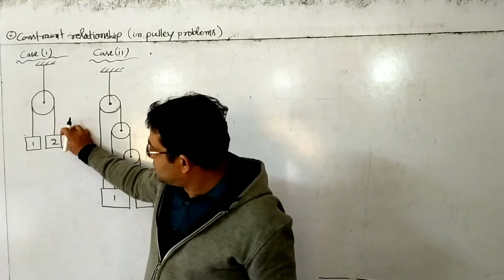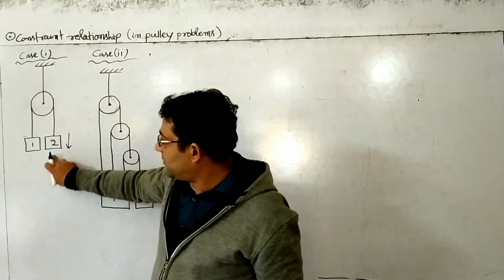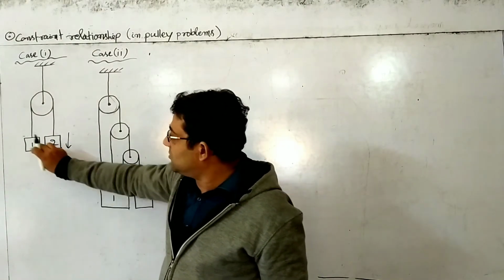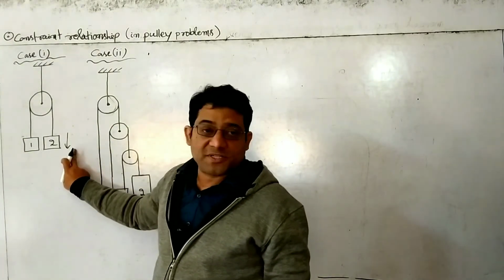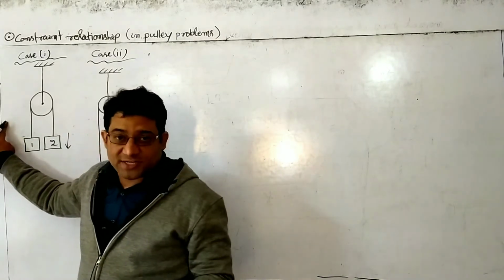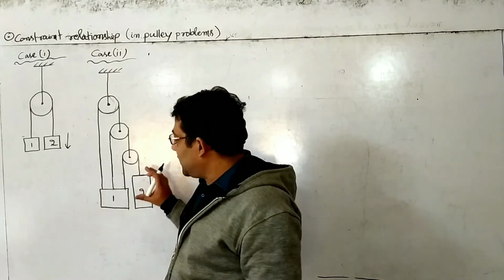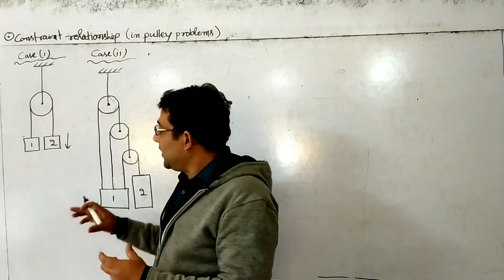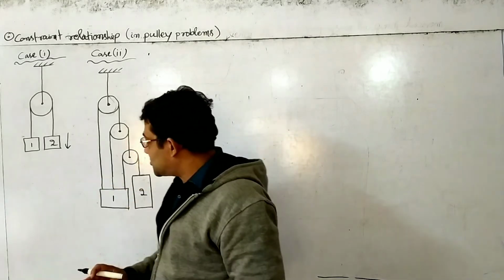For example, if this block, you can see the second block, if block number 2 comes down with some acceleration A, with the same acceleration the other block must rise. If this is falling with 1 meter per second square acceleration, this block must rise up with 1 meter per second square. Fine. So in short, we can say that whenever a block is moving and that affects the motion of other parts of the system, we say it is constrained.